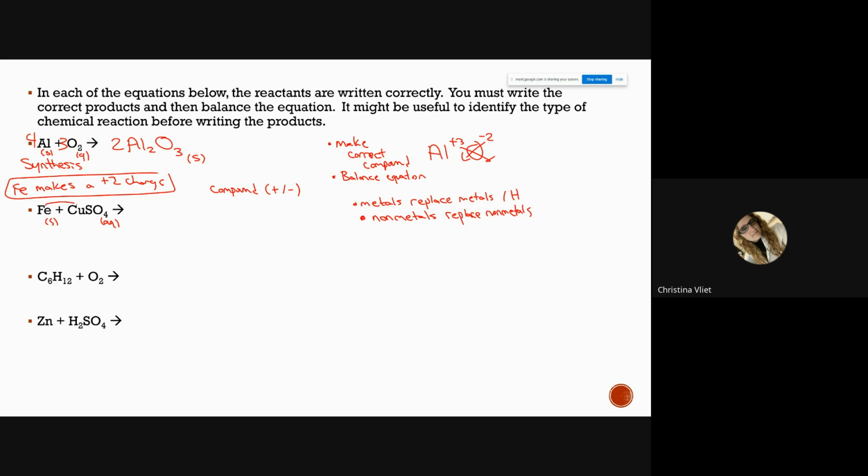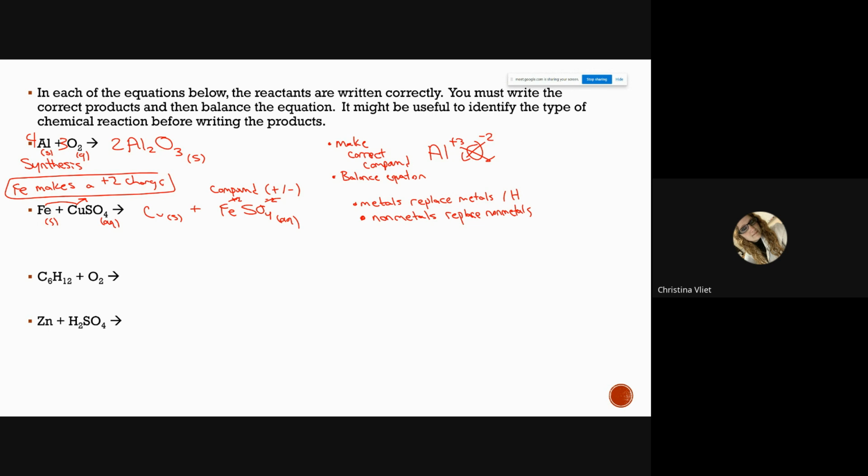Iron's gonna kick out copper. So copper is now by itself. And iron's gonna get together with sulfate. Because it's in water, the ionic compound would be aqueous. That's why I'm writing it that way. How do I know that it's FeSO4? Because sulfate is always SO4. Sulfate is actually a -2 charge, and iron is a +2, so it's a 1-to-1 ratio. That's how we know it completes to become FeSO4.